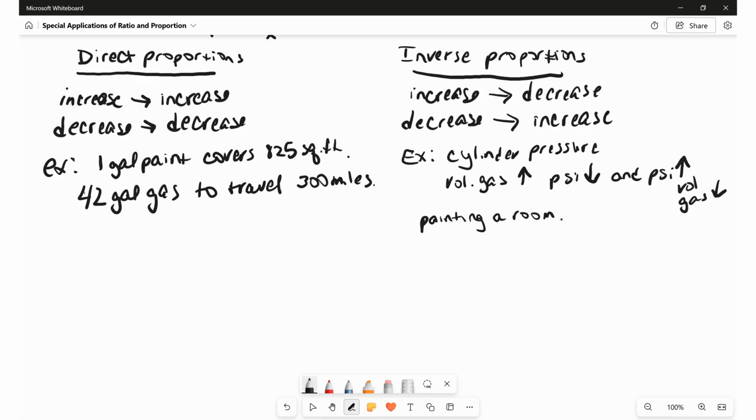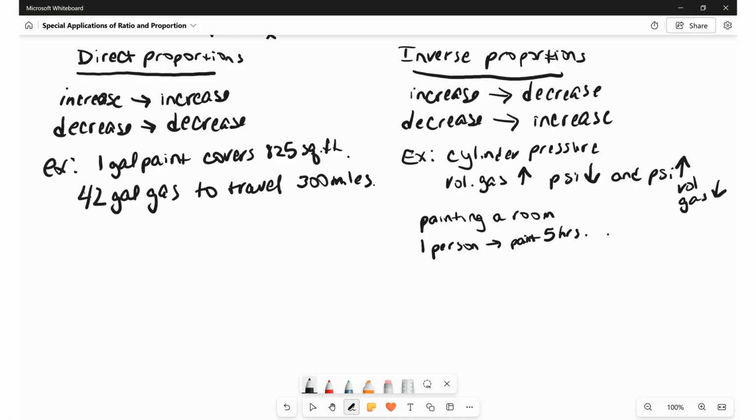Now, I'm not going to get into the algebra of it, okay? But let's say that one person can paint a room. Let's say it takes them 5 hours. Okay. Well, think about this.